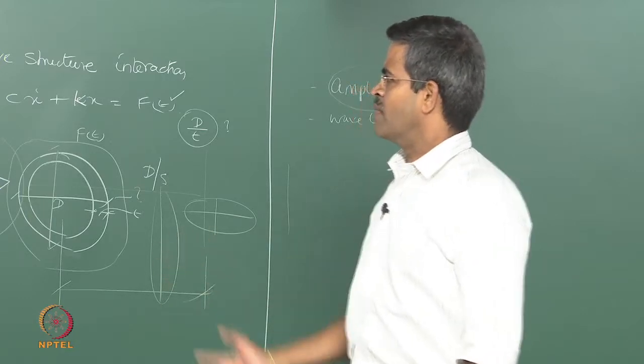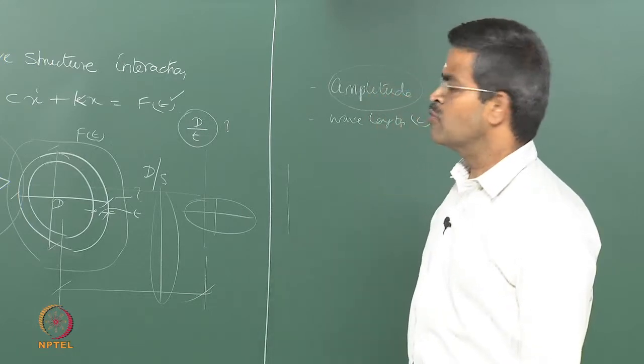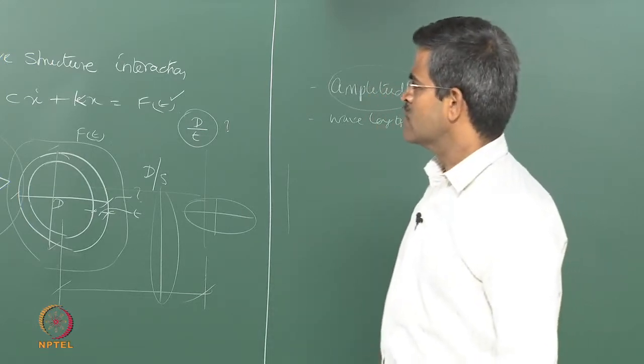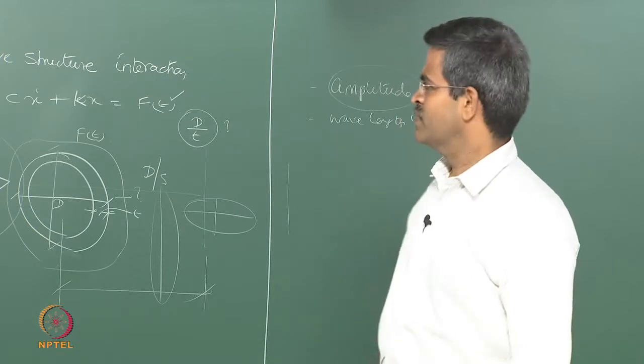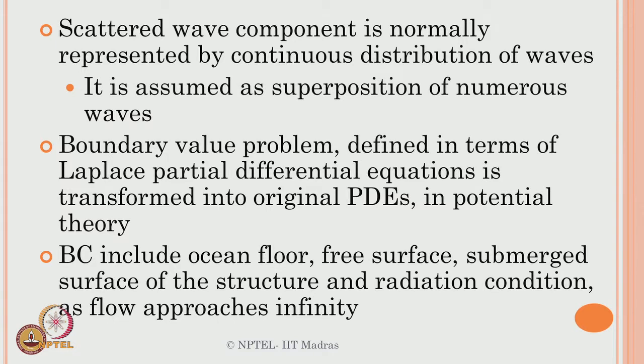However, for the scattered wave component, generally the scattered wave component is normally represented by continuous distribution of waves. It is generally assumed as superposition of numerous waves. Now, then it becomes a boundary value problem. The boundary value problem defined in terms of Laplace partial differential equation is then transformed to the original partial differential equation in the potential flow theory, and the boundary condition now in this case will include ocean floor, free surface, submerged surface of the cylinder or the structure, and the radiation condition as the flow approaches infinity.